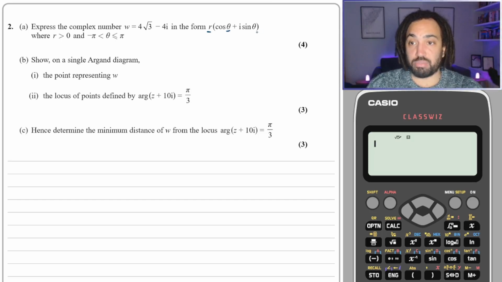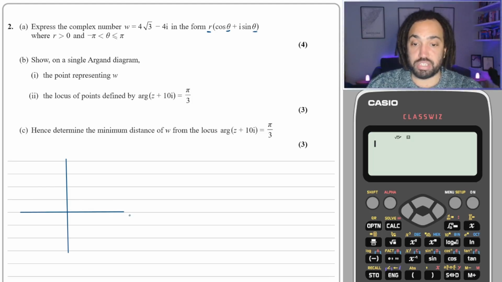Okay, so the first thing I'm going to do is I'm just going to draw a little sketch of what's going on, perhaps on an Argand diagram. So I'm just going to see which quadrant this complex number is in. So it is on the real axis. We are going 4 root 3, so that's going to the right about here, and then we're going down 4. So it's about there. Okay, and I'll just draw a line connecting it up, and I'll label this W like that.